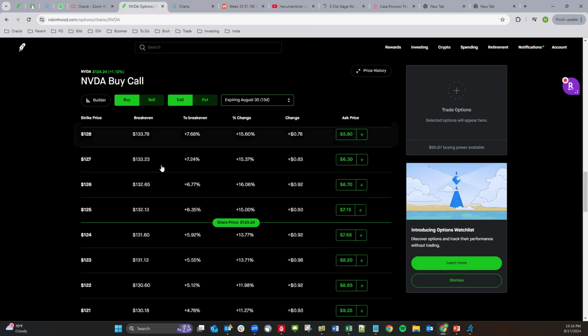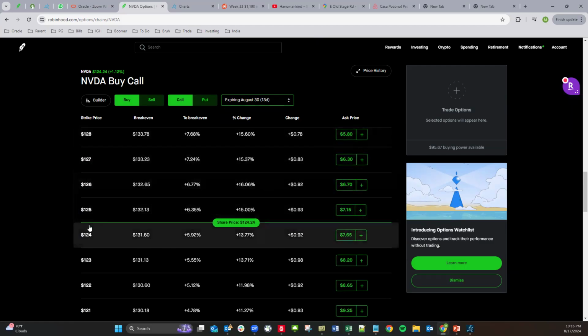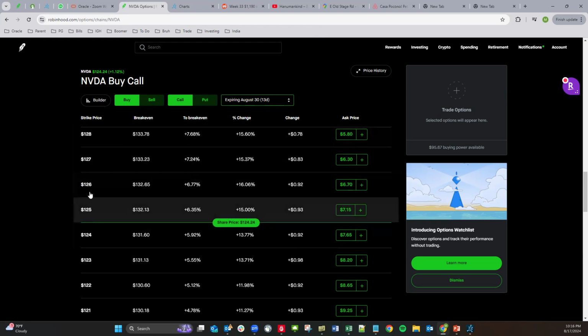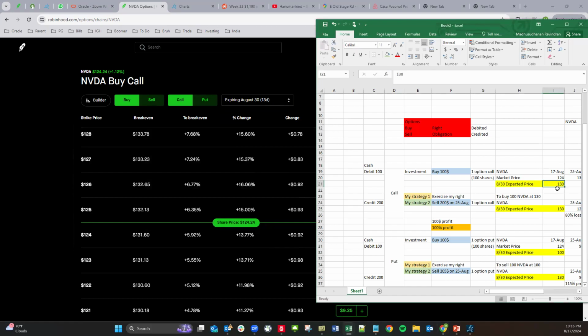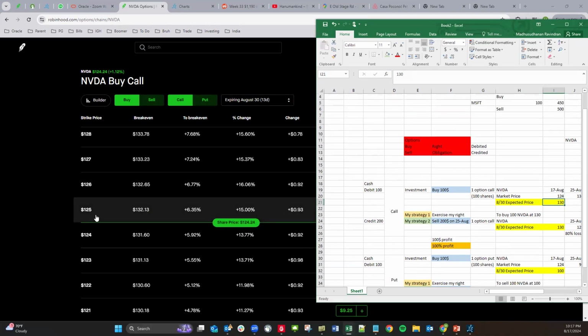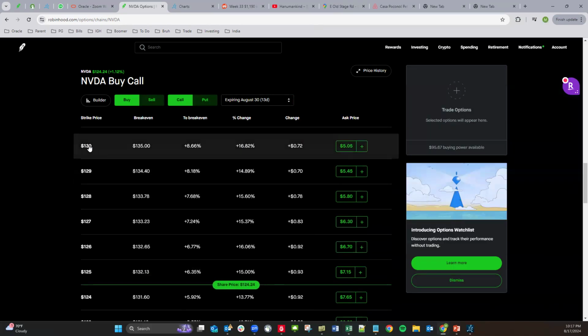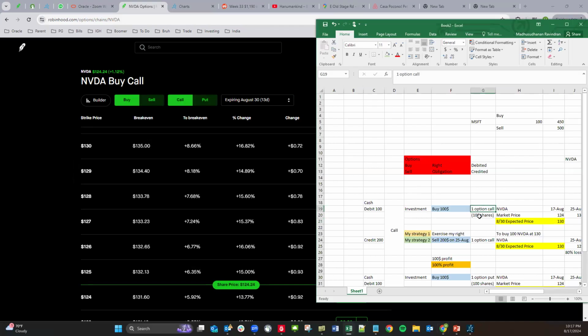And once I choose August 30th, this refreshes. Essentially, the first column, strike price, shows you the different prices that I expect it to go to, which is 130 here. So what I expect NVIDIA to go to by 8/30 is 130. So I'm going to scroll and go to 130. And for 130, what is the ask price here? It shows $5.05. And as I was telling you, each option contract has 100 shares.